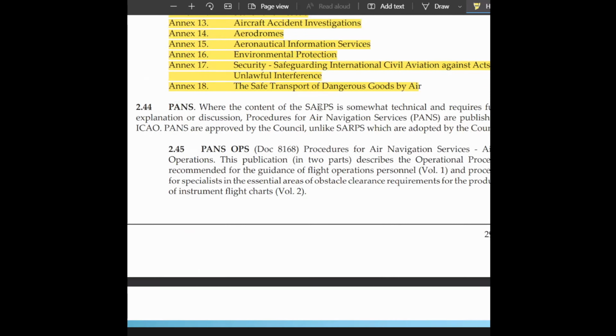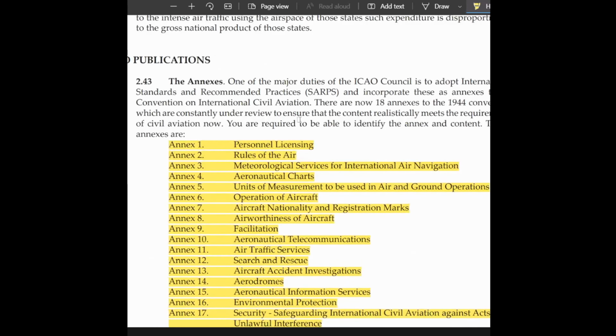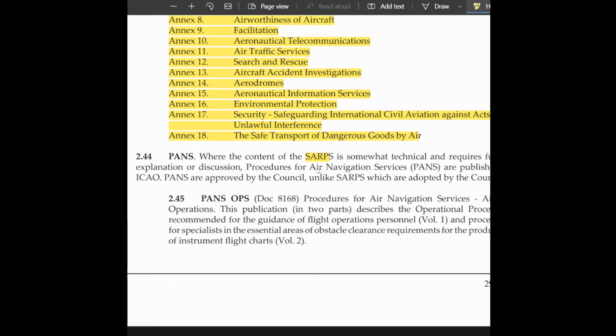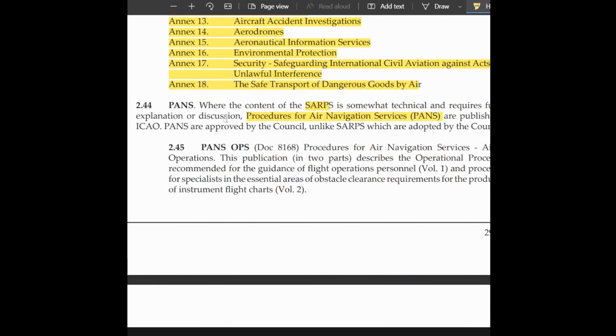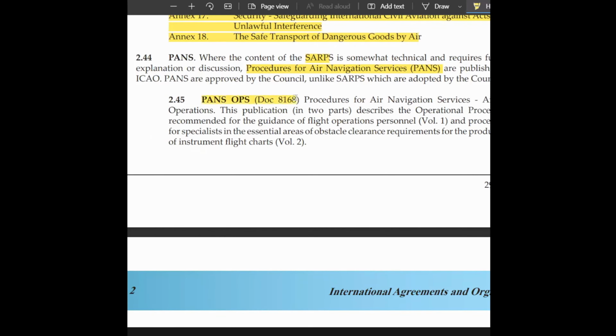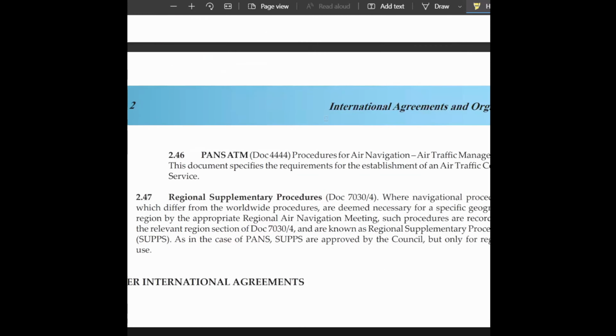Second comes PANs. What is SARPs? It is mentioned above, I think on the previous page. Just figure out what it is. SARPs and PANs. PANS-OPS is Document 8168, Procedures for Air Navigation Services and Aircraft Operations. They are going to frame weird questions. Wherever you hear PANS-OPS, this is the documentation that we have to be concerned with. 8168.